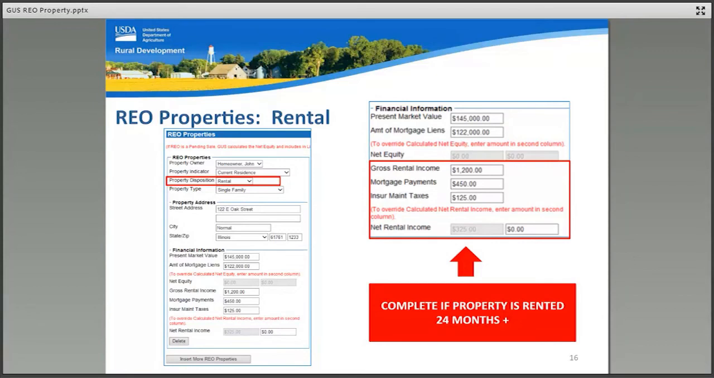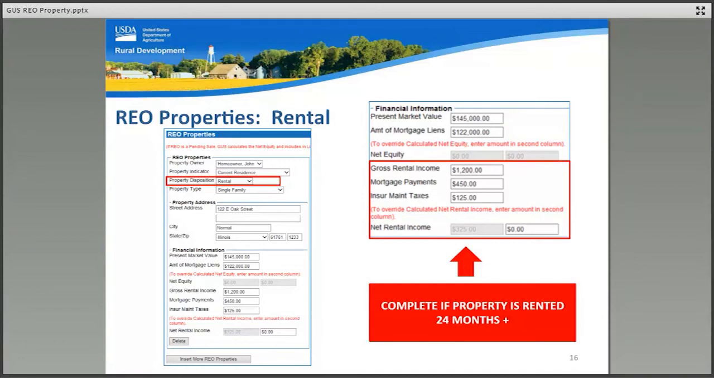GUS uses a 25% vacancy factor when calculating net rental income. In this example, the net rental income of $1,200 would be reduced by 25% to $900. Then the $450 mortgage payment and the $125 of insurance, maintenance, and taxes would be deducted. This arrives at the positive net rental income amount of $325. If the actual net rental income is more or less than the GUS figure, and it can be supported with documentation, the user may enter that amount, positive or negative, in the second data field.